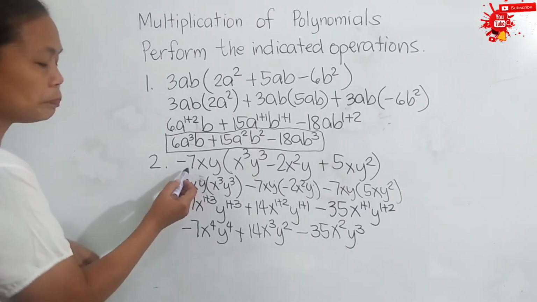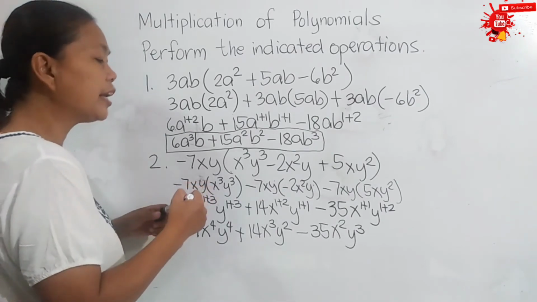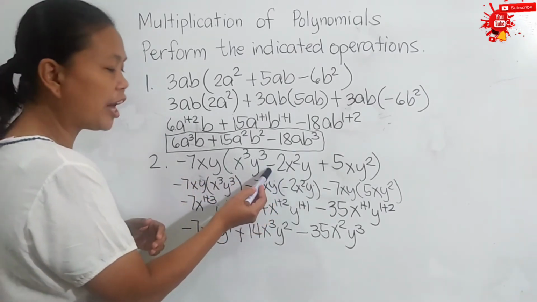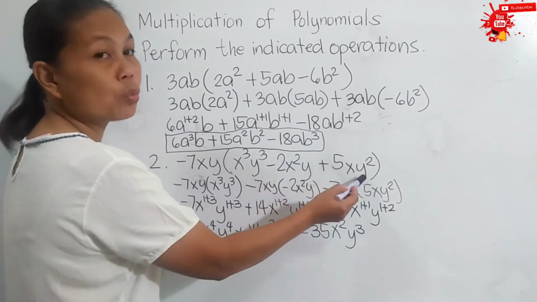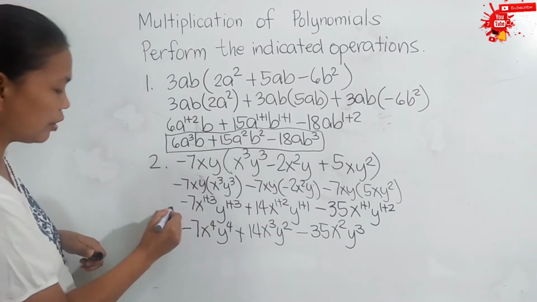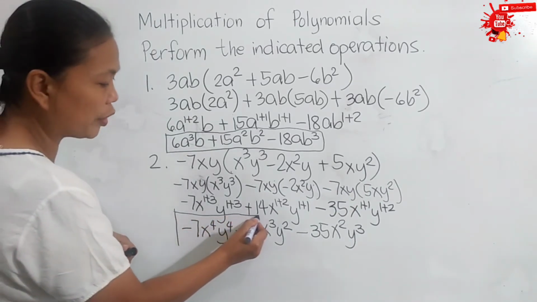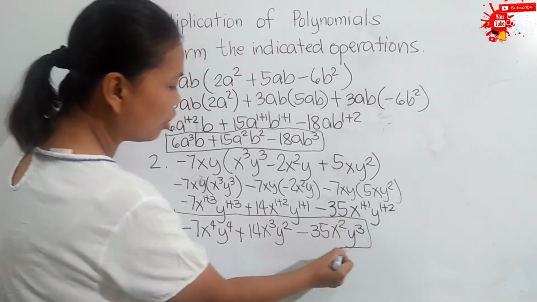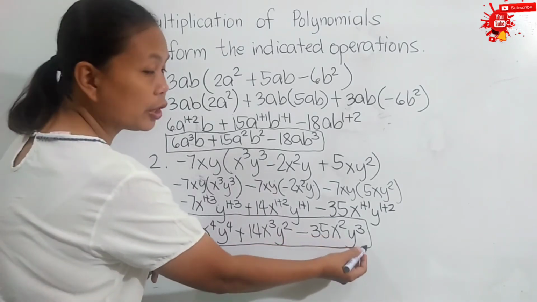So therefore, the product of negative 7xy times the quantity of x cubed y cubed minus 2x squared y plus 5xy squared is equal to negative 7x to the fourth y to the fourth plus 14x cubed y squared minus 35x squared y cubed.